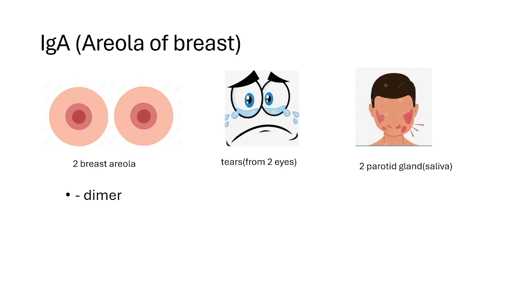Also, since we are relating everything with 2, there are 2 areolas or 2 breasts, and also we see tears running from 2 eyes, both of the eyes, and also saliva is mainly produced from the major salivary gland, which is 2 in number, that is the parotid gland. So this helps us remember that IgA, especially the secretory IgA, is the dominant antibody in saliva, breast milk, tears, and also mucosal surfaces, providing frontline immune defense. So I hope that makes clear about IgA.